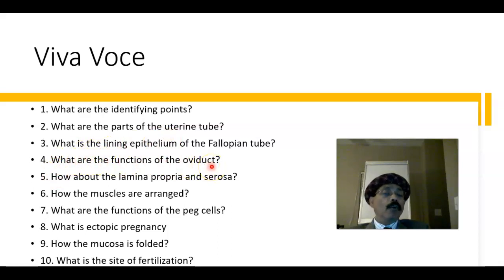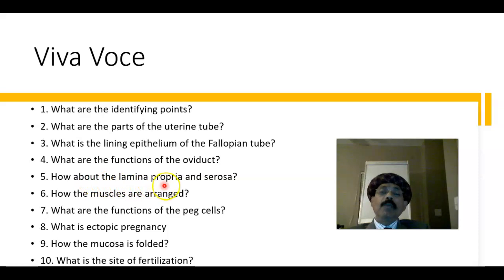Functions of the oviduct or uterine tube, same thing, or salpinges. The oviduct carries the ovum from the ovary to the ampulla. If the ovum is fertilized, the product of fertilization will go to the uterus. This is a site of fertilization, and at this site the first meiotic division has ended and the second meiotic division has started in the ovum. Once it is fertilized, the second meiotic division will be completed in the ovum.